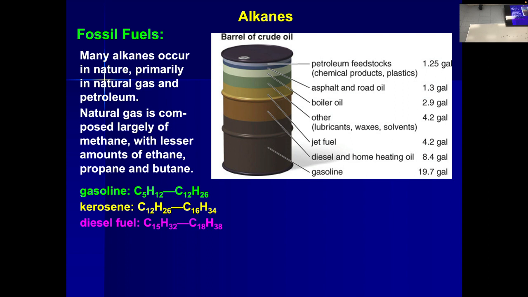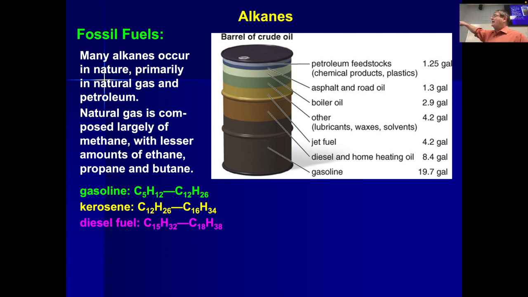Think of all the plastics you use. Think of all the medications you take. All of that comes from this 1.25 gallons of crude oil, or 1.25 gallons of the crude oil from the barrel. Okay? That's pretty impressive, right? I mean, all of the plastic that we use today comes from a very small portion. So there's got to be a lot of oil production to keep modern life as we know it.